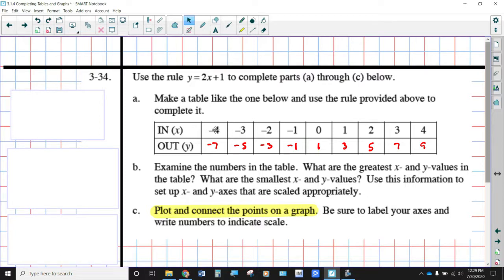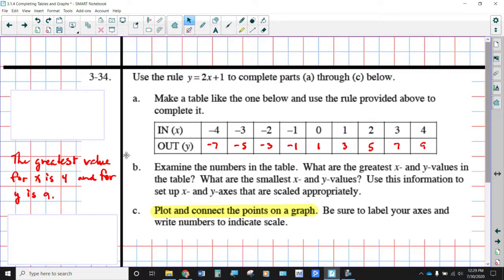Okay, so let's double check this. What is negative 4 times 2? It's negative 8, and negative 8 plus 1 is negative 7. Yes, that absolutely works. So now that we've got this table set up, now we can answer these questions. What are the greatest x and y values in the table? Well, the greatest value for x is 4, and the greatest value for y is 9. What are the smallest values for x and y?